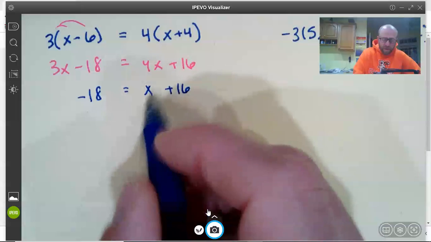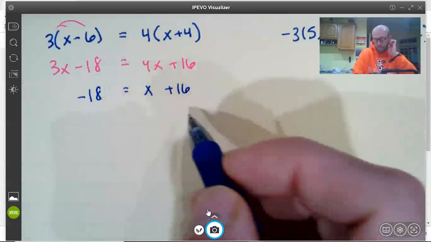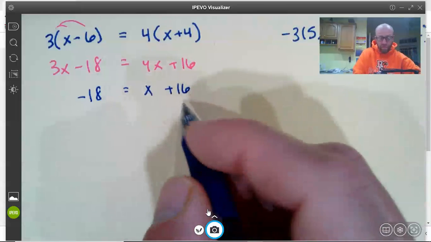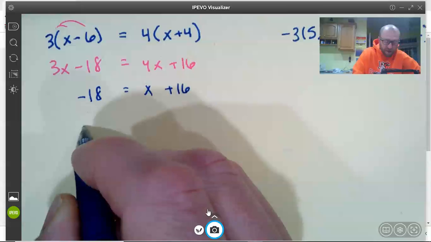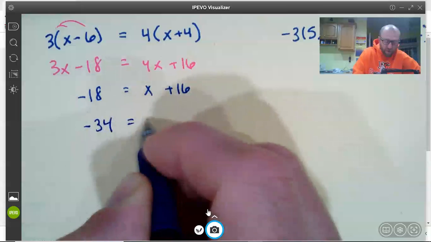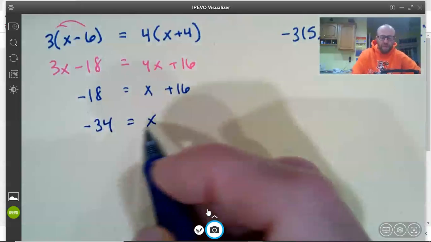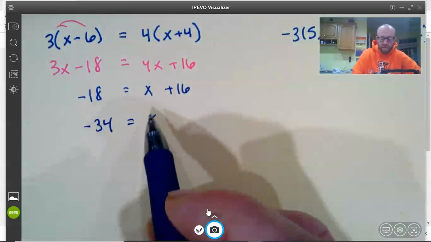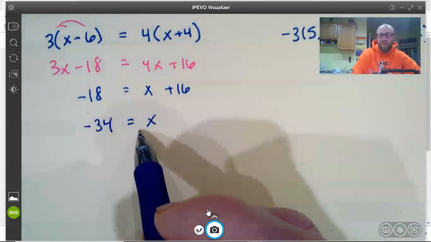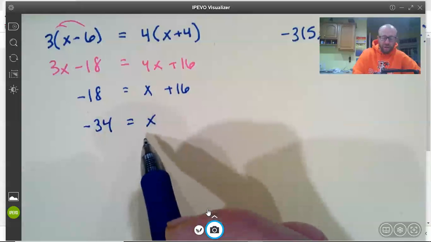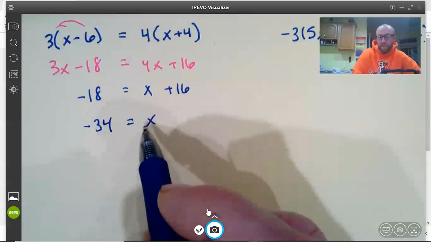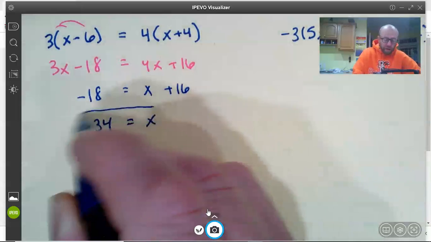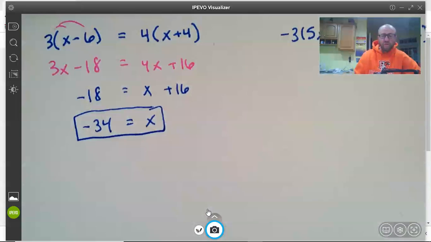Let's see, next I need the x all by itself, and so I'm going to subtract 16 from each side. Negative 18 minus 16 is negative 34 equals x. Now, oftentimes at this point, we would have to divide by the coefficient of x, because we have the x term by itself, but in this case, the coefficient of x is just a 1. We don't write it in, but it is just a 1. And therefore, there's no point in dividing by the coefficient of x. We're done. x equals negative 34.